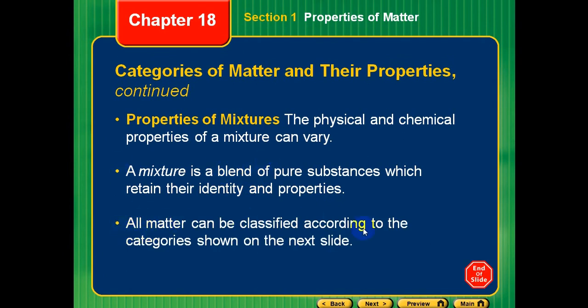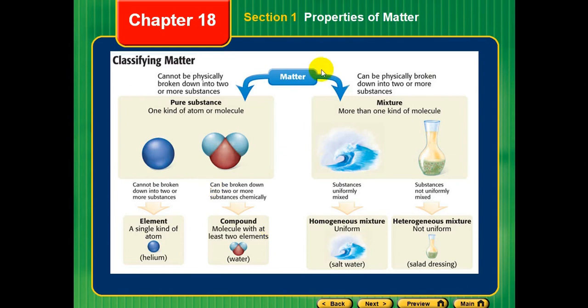All matter can be classified according to the categories as shown in the next slide. As we said, matter is classified into pure substance, which is made from one kind of atoms or one kind of molecules, like water. And here, elements, we have many kinds of elements. And a mixture, we have more than one kind of molecule, like seawater.